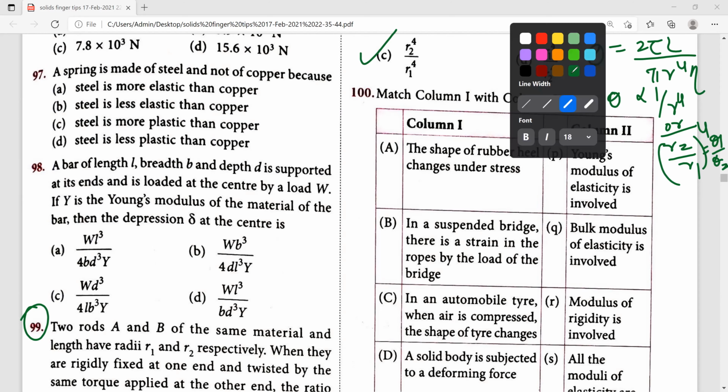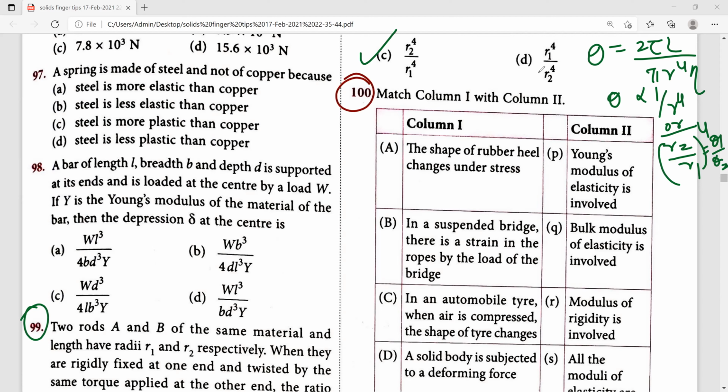Next, the last one, match the following, they have given. You can try it yourselves and answer easily. In column 1 they have given one list, and in column 2 they have given the terminology we use, with the meaning in column 1. So the shape of rubber heel changes under stress, involves modulus of rigidity as shape changes without change in volume. What do we call that? 8th one. That is called modulus of rigidity is involved.